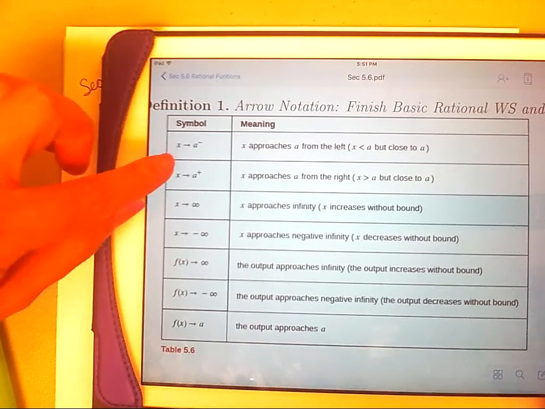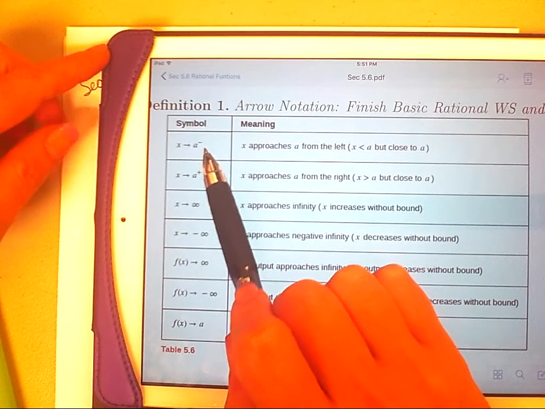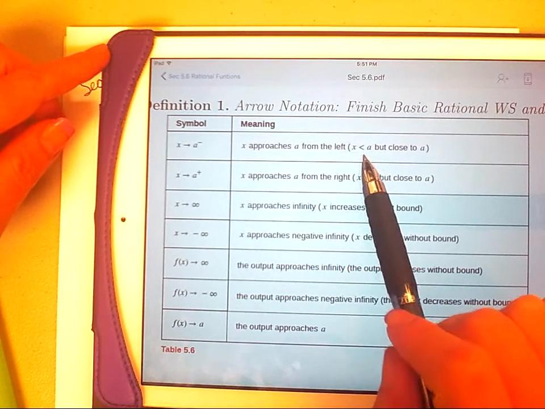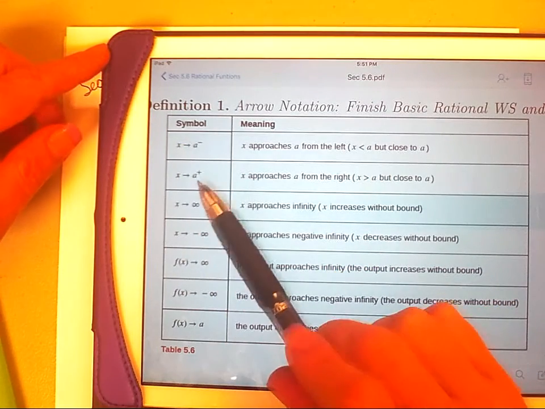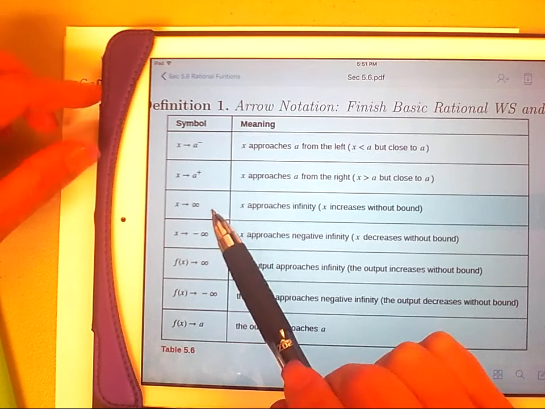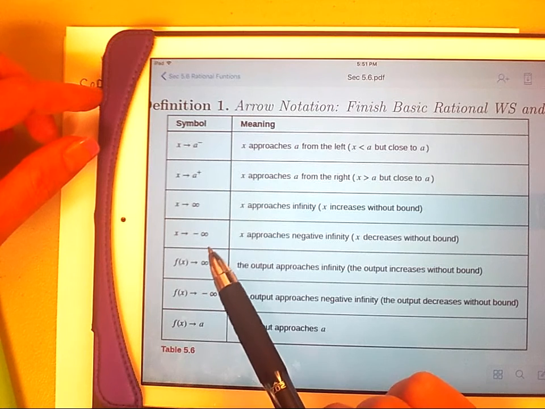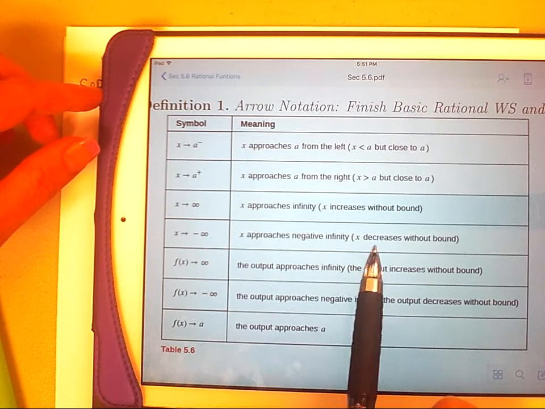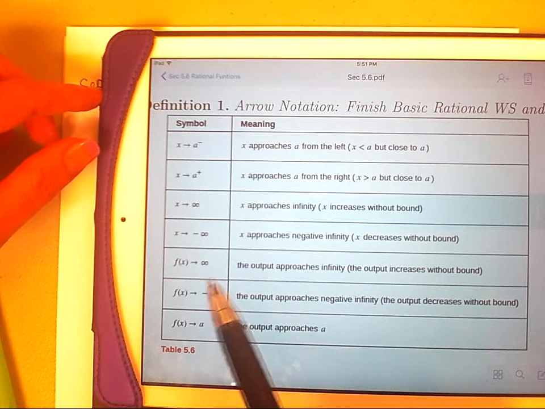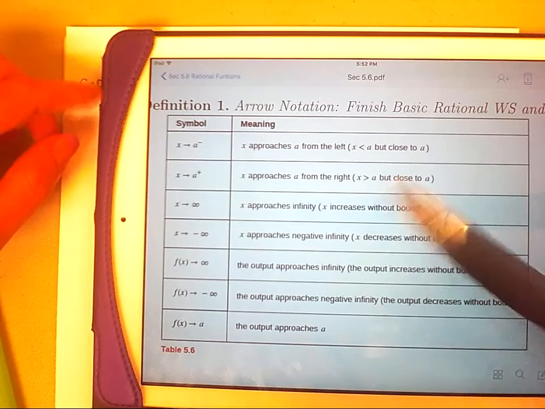Okay, so here's what we talked about. That is x is approaching a from the left. Okay, so x is less than a, but very, very close to a. This is from the right. As x is going to infinity, that is, it's increasing without bound is another word to say that. Or going to negative infinity, that's decreasing without bound. And then again, you can have the function doing that, going to infinity or negative infinity, or the function itself can approach a certain value.